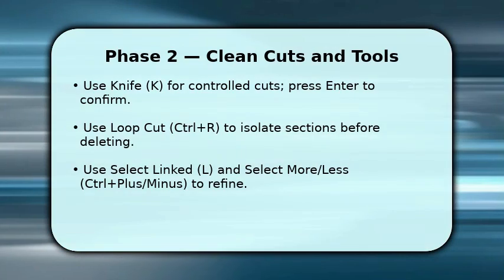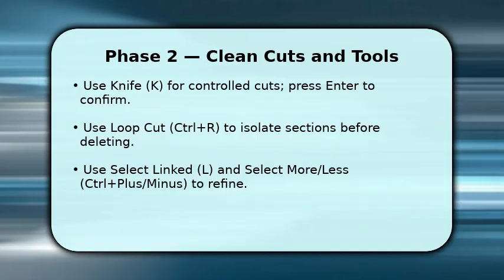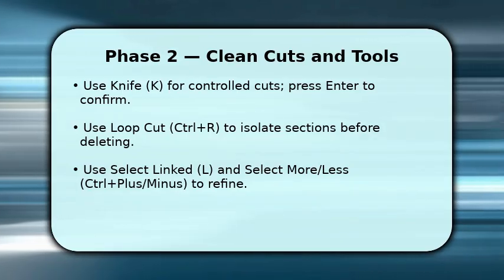Now focus on precise removal. Use the knife tool to trace exact edges. Click drag, then enter to commit. This preserves surrounding topology. Alternatively, add loop cuts with Ctrl+R to isolate a mesh region and make deletion predictable.